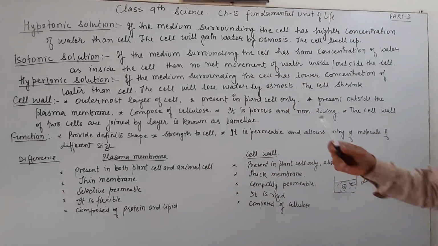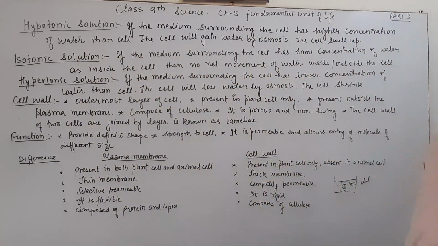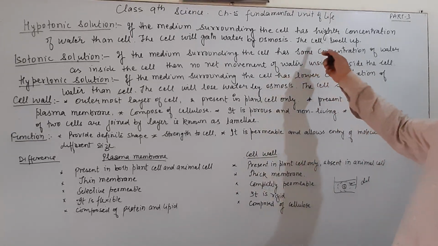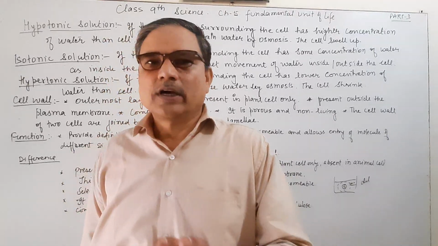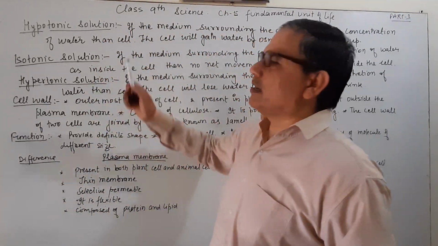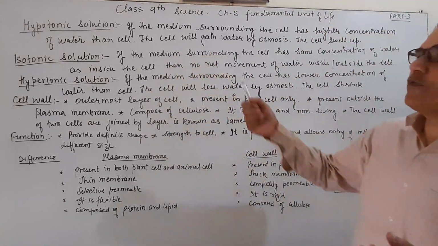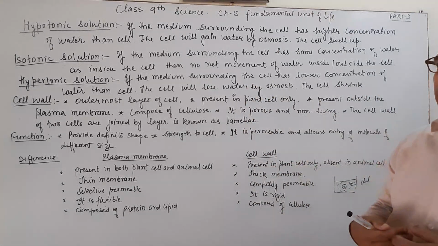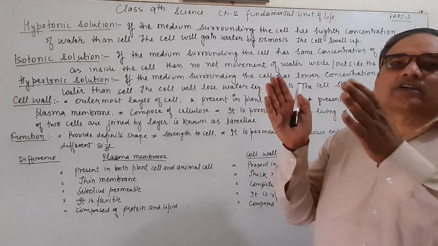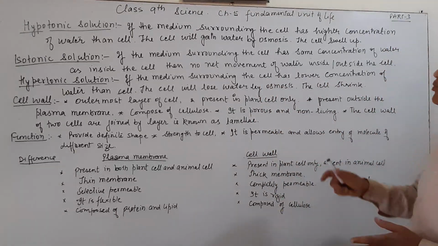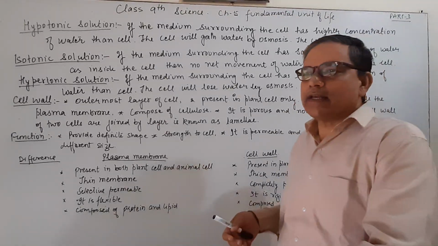And next, check this hypertonic solution. If the medium surrounding the cell has a higher concentration of water, the water concentration should be high in the surrounding as compared to the cell. If the cell has less concentration of water, then the cell will gain water from the surrounding by the process of osmosis, from a region of high concentration to low concentration, and when the cell gains water, it swells up. Example: dry raisins put in water.